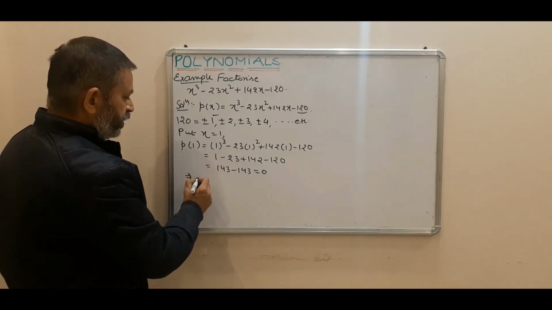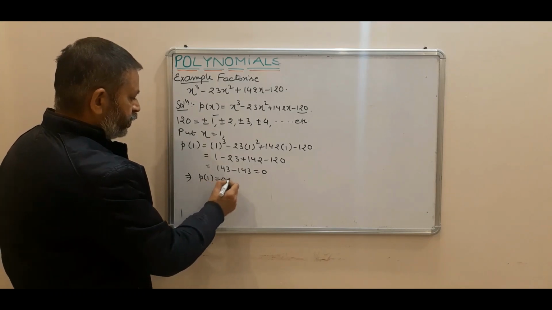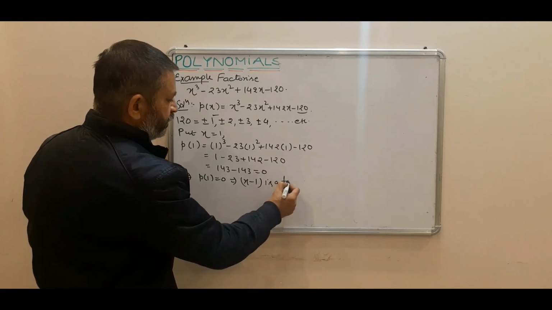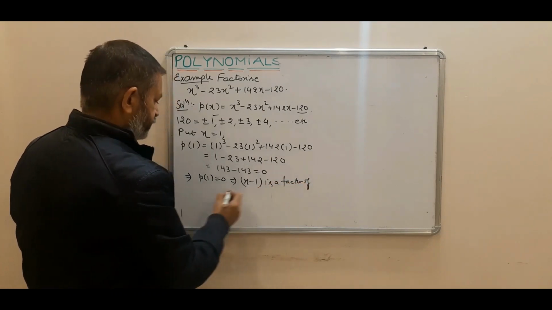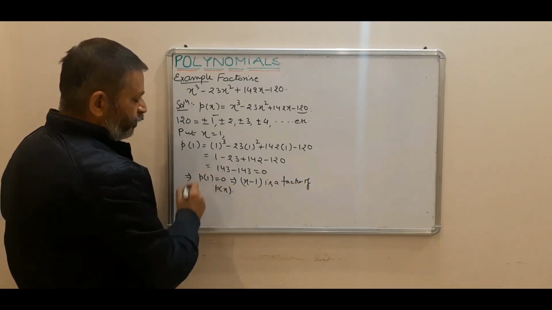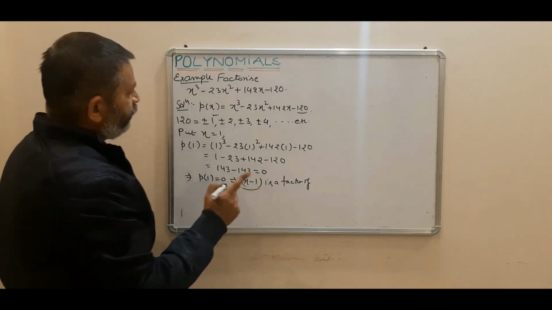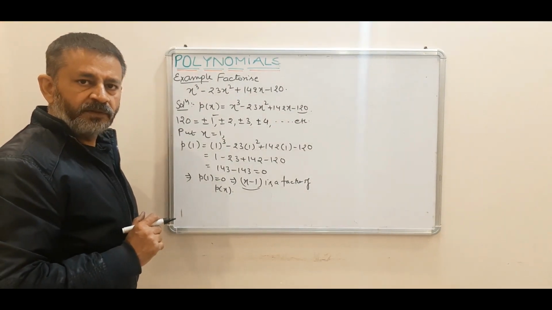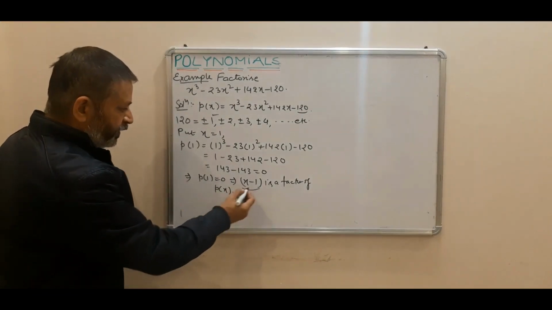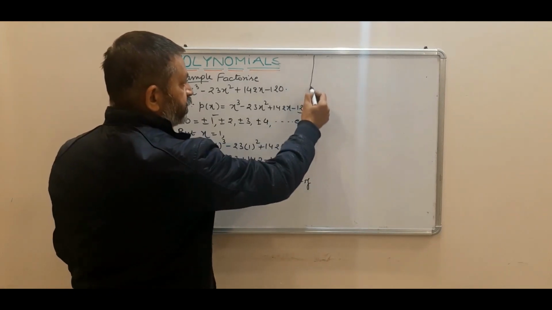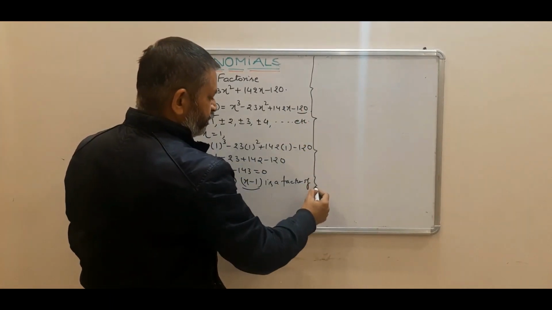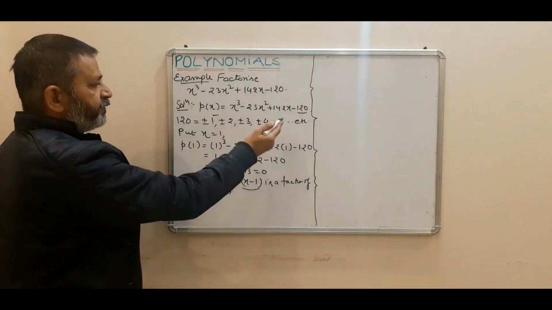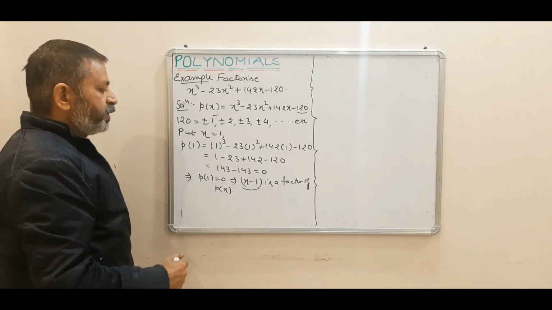So it means P(1) equals 0, which says that x minus 1 is a factor of p(x). Now once we have one factor, we can find the rest of the factors by using the simple division method. We can divide this cubic expression by x minus 1 to find the other factors, or we can continue the process by putting 2, 3, 4 and so on. It's up to us how we are going to use it.